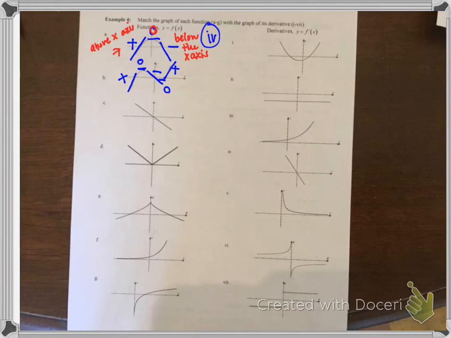So if I look at this, I'm looking for something that does that. And if I look at number 1, that kind of does that, right? Because it hits the x-axis twice. And it's above the x-axis, just like we said, hits 0. And then it's below the x-axis, hits 0. And then it's above the x-axis again. So I think I is our one that we want.